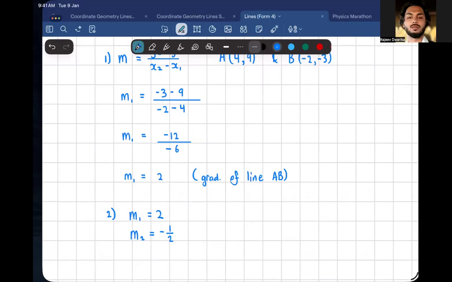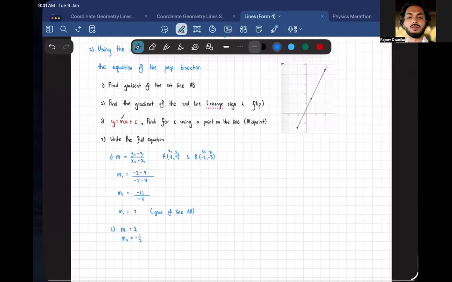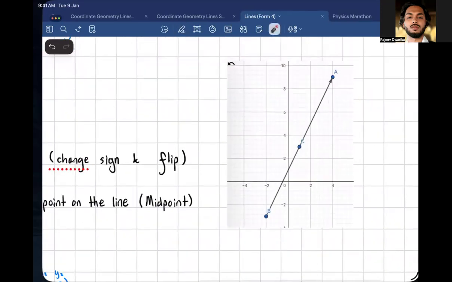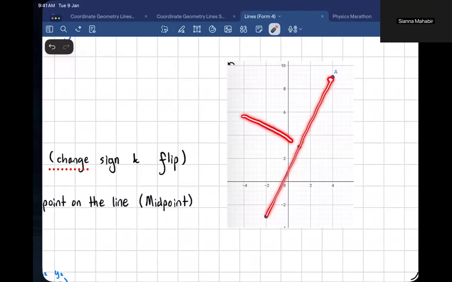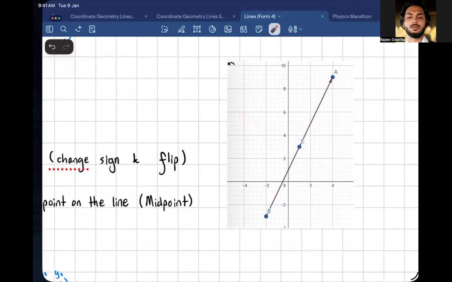No problem. So Sienna, a perpendicular bisector is a line that is perpendicular to the reference line or the original line. So in this case, AB is the original line, and the perpendicular bisector would be 90 degrees straight, right? Like that. So the relationship is, anytime you have two perpendicular lines, the gradients are the negative reciprocal of each other. It sounds complicated, but all we're doing is changing the sign and flipping the first gradient.